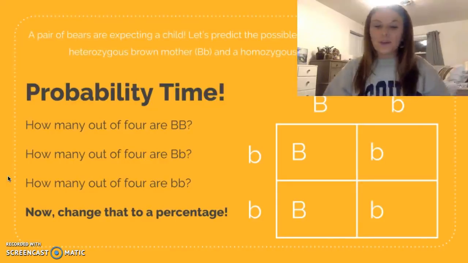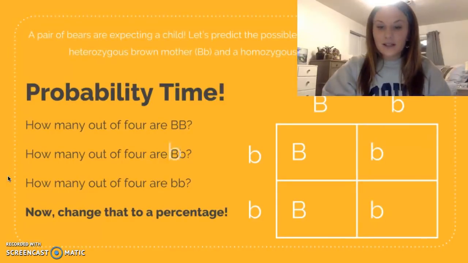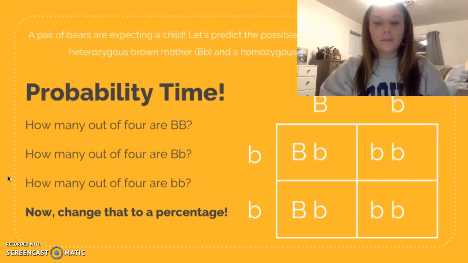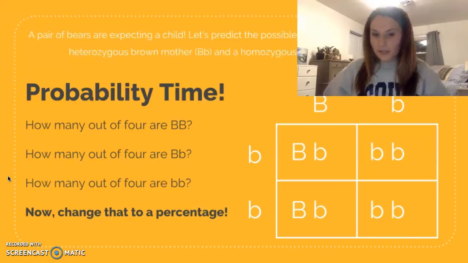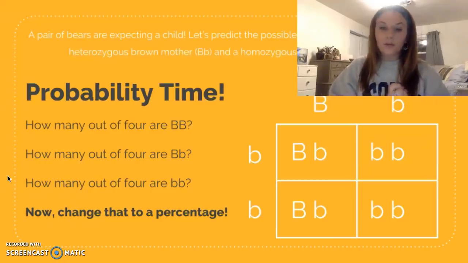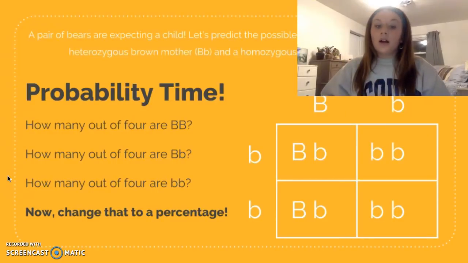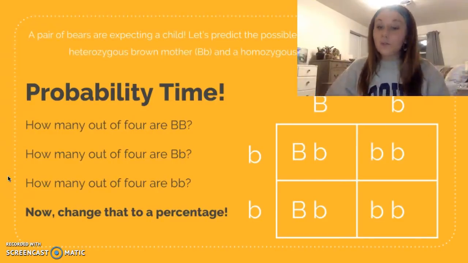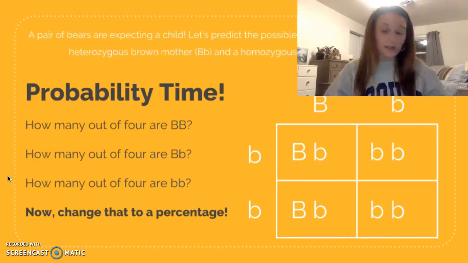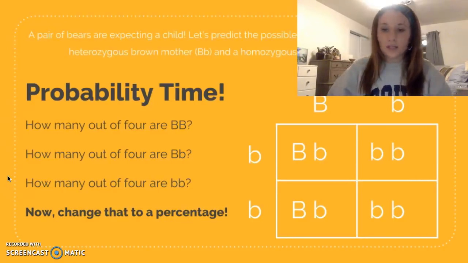Probability time. We're going to look at our different probabilities, and we're going to see what is the probability that our offspring is going to have two capital B's. So looking in our Punnett Square, inside of the little squares, how many out of 4, because there's 4 possibilities, how many out of 4 are capital B, capital B? And you're going to go ahead and write that in on the bottom of the first page. And you can turn that into a percentage.